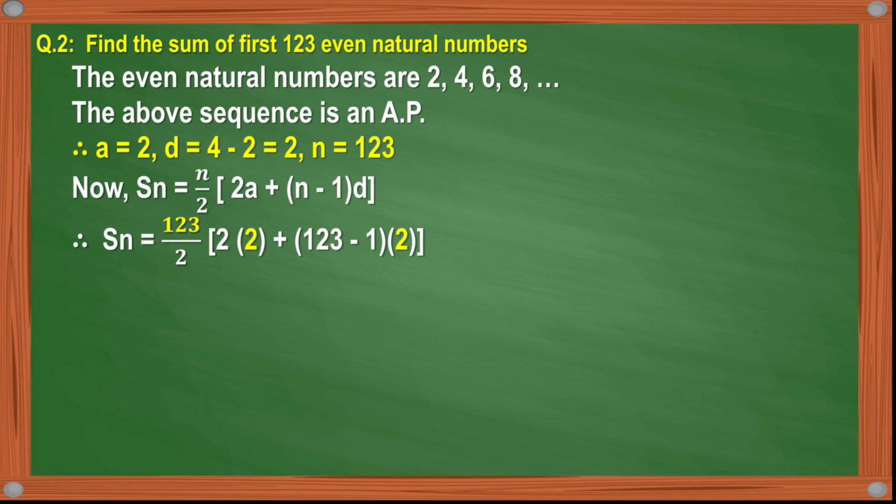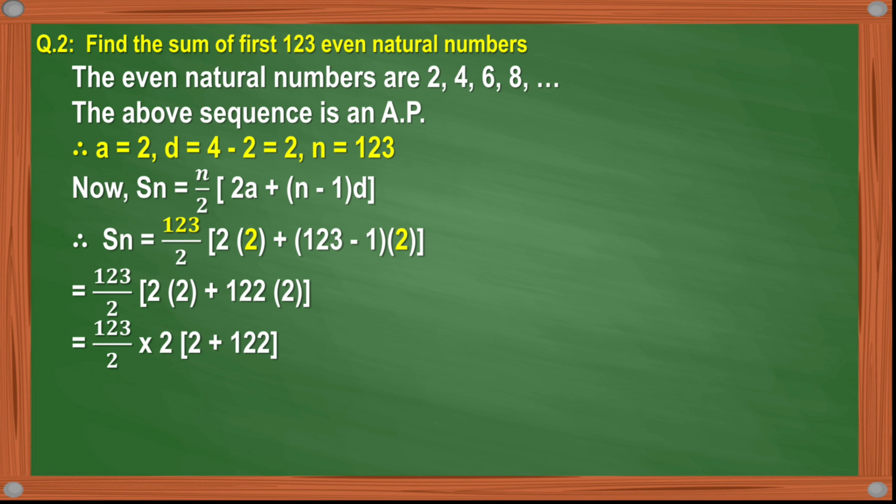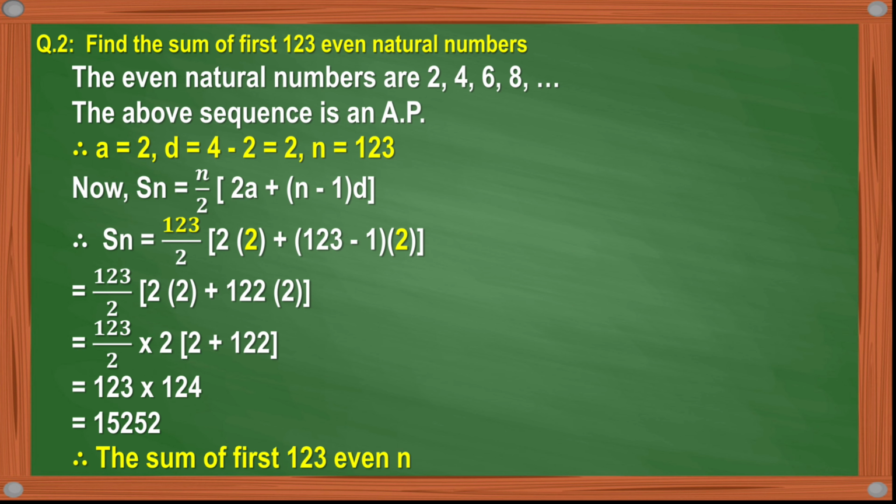Sn = 123/2 (2 multiplied by 2 + (123 - 1) multiplied by 2). We simplify it. 123 minus 1 is 122. 2 is common, so in the bracket we have 2 + 122. So the 2 will get cancelled. We have 123 multiplied by 124. The multiplication gives you 15,252. Therefore the sum of 123 even natural numbers is 15252.